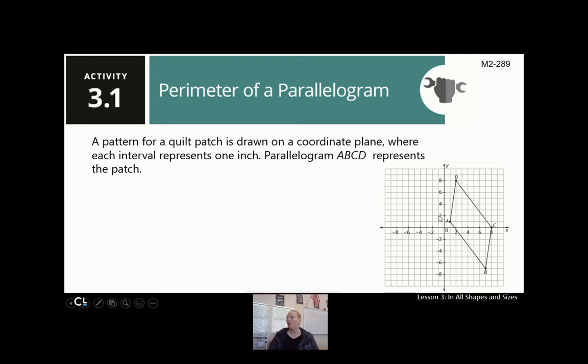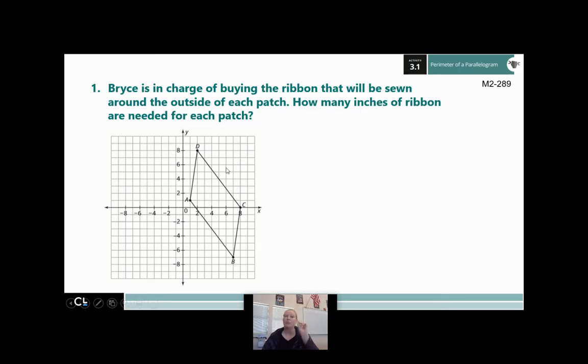So the pattern for a quilt patch is drawn on a coordinate plane where each interval represents 1 inch. So 1 inch, 2 inch, 3 inches, all that good stuff. Parallelogram ABCD represents each patch on our quilt. Now, here's the deal. Bryce is in charge of buying ribbon that will be sewn around the outside of each patch. So if that's the case, how many inches of ribbon are needed for each patch?